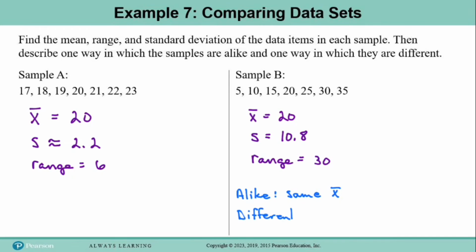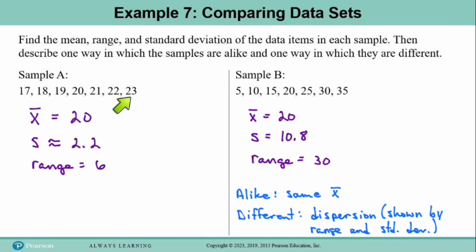And we will go ahead and write down that one way they are different is dispersion, and you can see it from both the range and the standard deviation. Now let's concentrate on the standard deviation just for a second. If you look at sample A, the mean just happens to be one of the data values, and there are 3 values below the mean and 3 values above the mean. The largest difference between the mean and any one data value is 3, and that goes for the 23 and the 17. And the smallest difference between the mean and the nearest 2 values is 1.